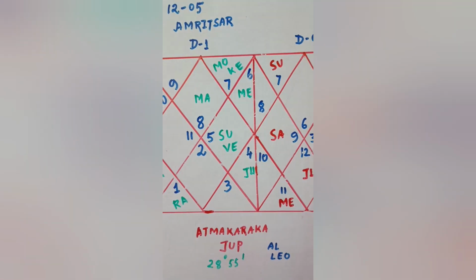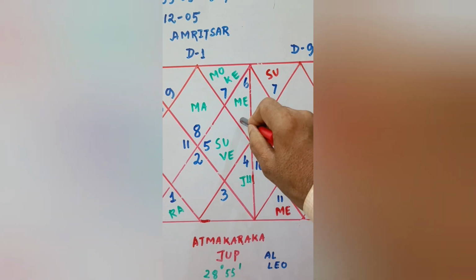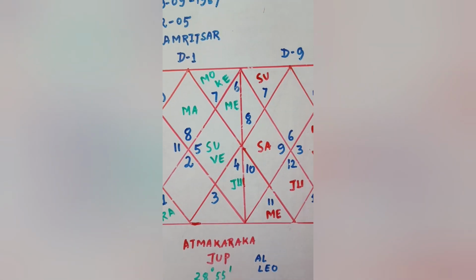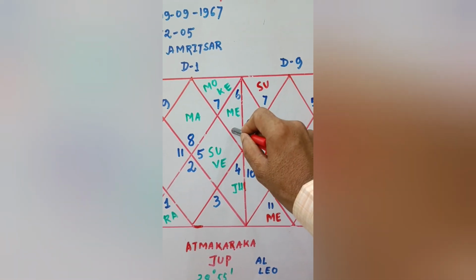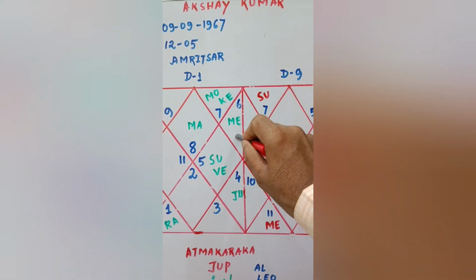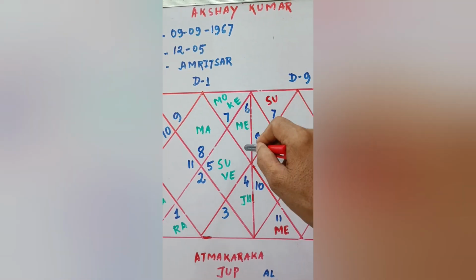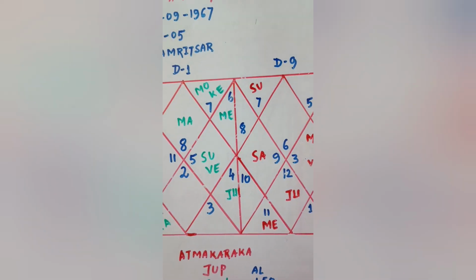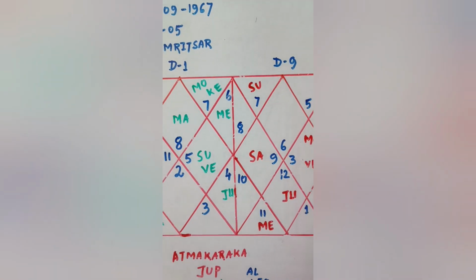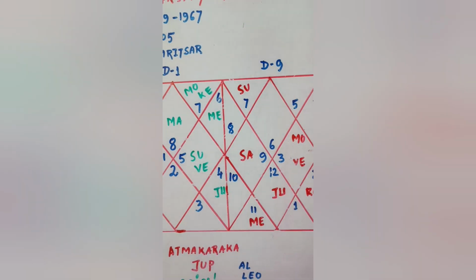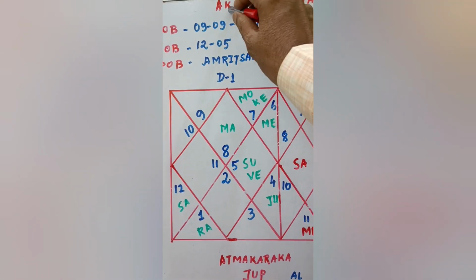Not only that, the lord of the 11th house, the Capricorn sign, Saturn, is posited in the 11th house itself. So the 11th house lord is very strong. So his gain, his day-by-day earning, will be strong in the chart of Akshay Kumar.